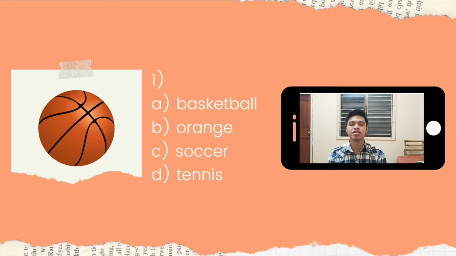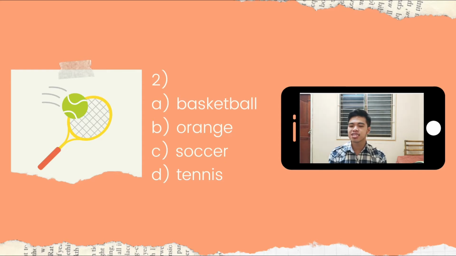Okay, the first object that we are going to learn will be this one. So what is this? What can you see in the picture? Is it A, basketball, B, orange, C, soccer, or D, tennis? What do you think is the best word that describes the picture? Very good. The correct answer is letter A. It's a basketball. This ball is used when we want to play basketball. So let's go to number 2.